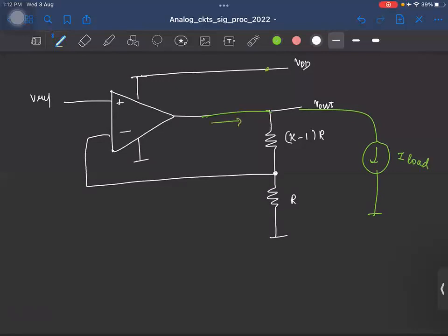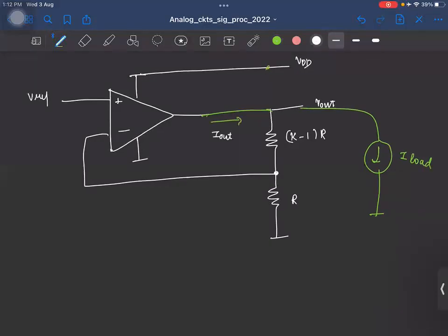Yeah, if I call it I out, is what? I load plus the current that is flowing in this resistor, right? I'll just call it IR. Okay. Now let us say my load current is fixed, my output voltage is fixed.